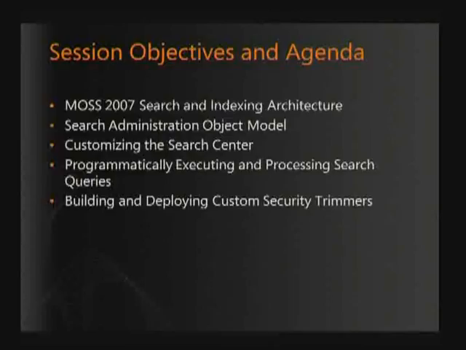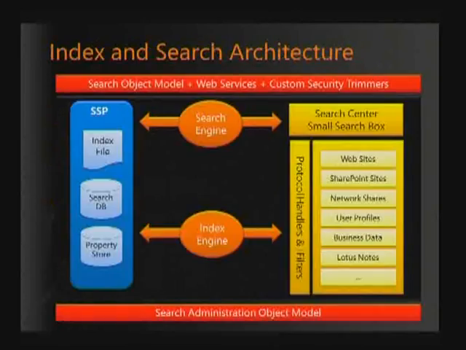So this is the index and search architecture. What you have is pretty much two core components: the index engine and the search engine. Search within MOSS is actually delivered as a shared service. So you're going to have a shared service provider running within your server farm, which is going to be responsible for maintaining and creating an index file. And there's one index file per shared service provider.